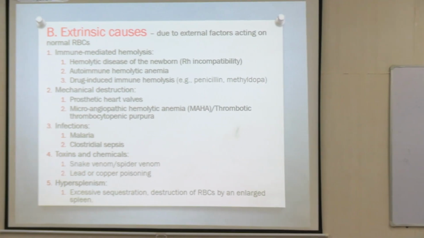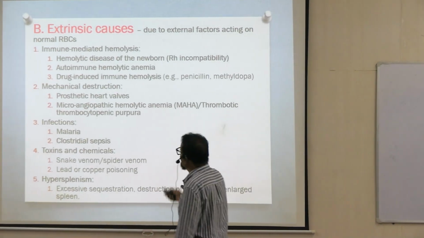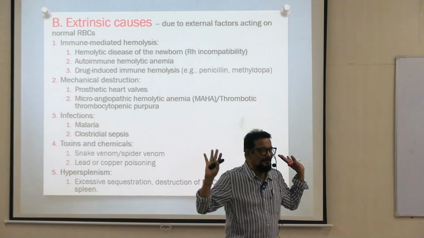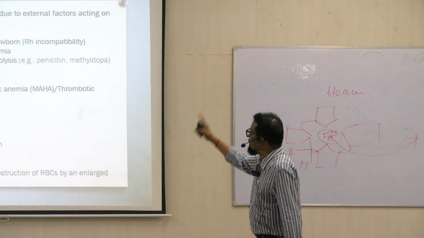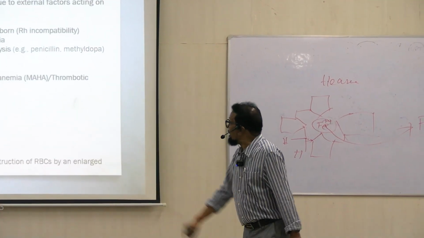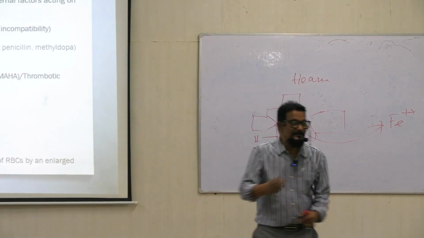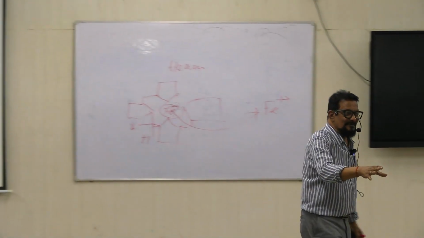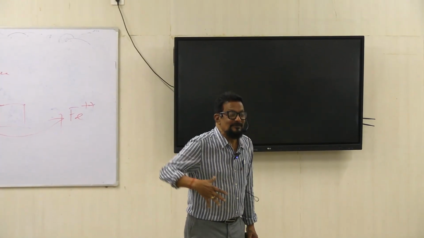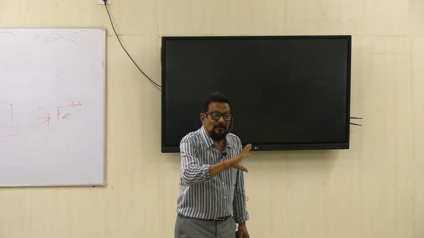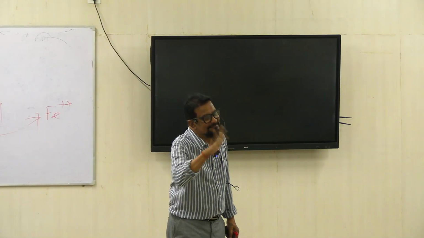And extrinsic causes. There are 5 different types of extrinsic causes. Here RBCs are normal, but they are destroyed by different factors. One is immune-mediated hemolysis, such as hemolytic disease of the newborn. Newborn babies often suffer jaundice. Why? Because their liver is not prepared to conjugate the bilirubin into conjugated bilirubin. That is the cause.